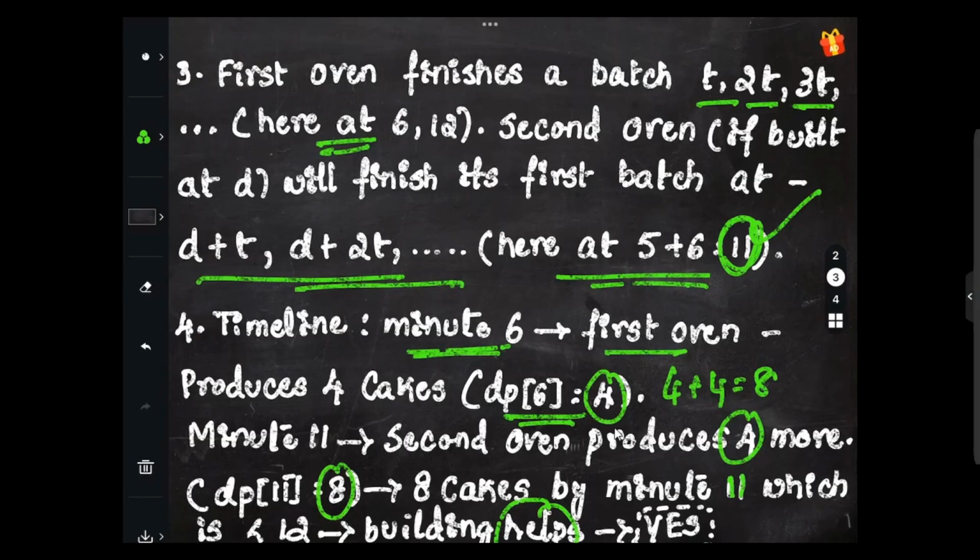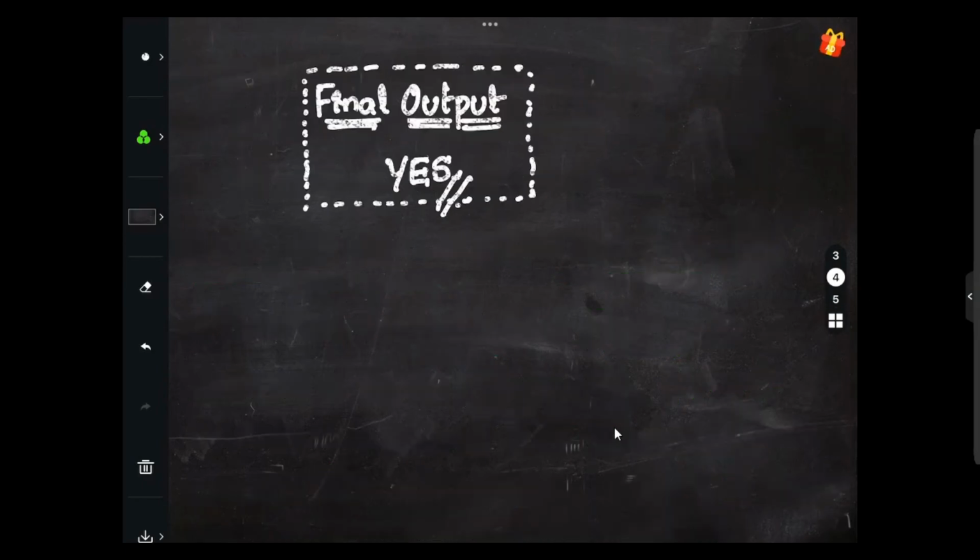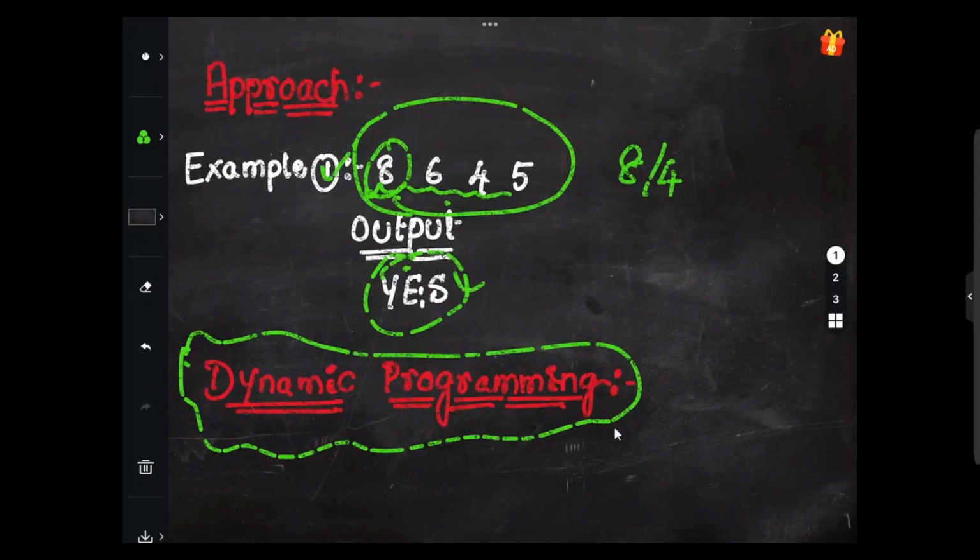In that case, when building the second oven helps, then we have to give S, right? According to the question, they have mentioned that. So here we will be giving S. If building doesn't help, if it was greater than 12, then we had to give no. In our case, building helps, so we'll be giving S here. So the output that we got here is S, which is equivalent to the output they have mentioned for example 1 within the question. So our approach works absolutely correctly in this case.